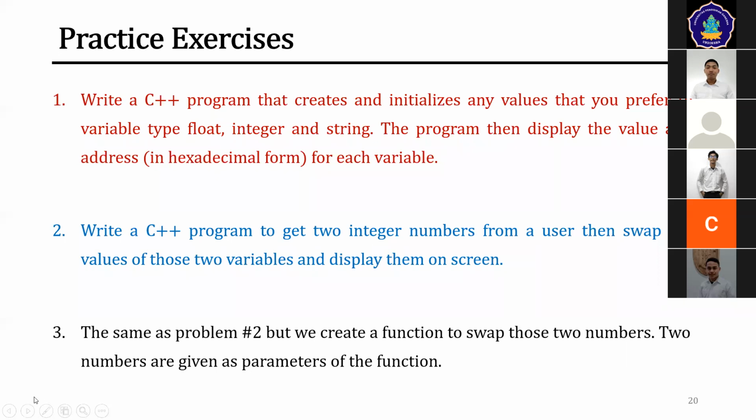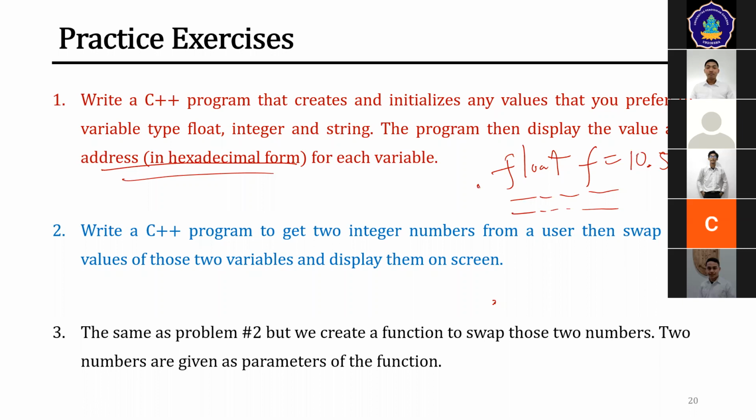For example, when we create these 3 variables, you have a float assigned a certain number, let's say 10.5. Then you have another integer and a string. Finally you display the address and also the number. We want to know this number 10.5, at which address is it stored? We want to see the address here. It's simple, we just create a variety of variable types.